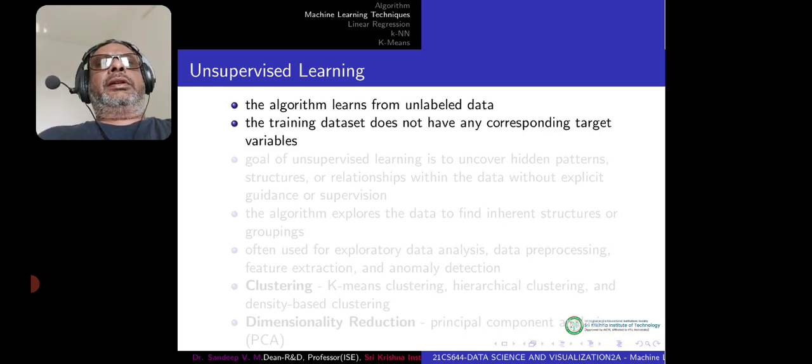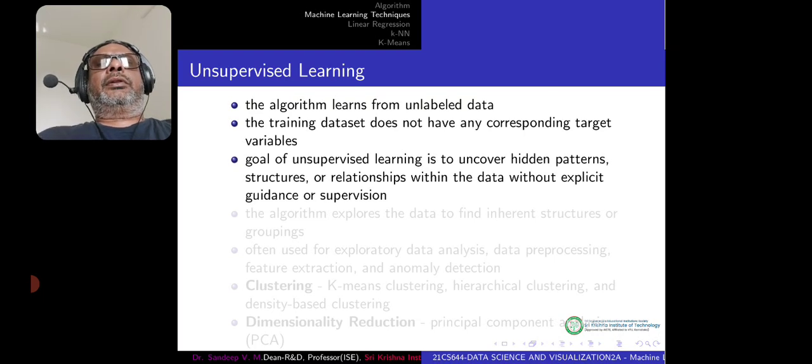In this case, the training dataset does not have any corresponding target variables. The goal of unsupervised learning is to uncover hidden parameters, structures, or relationships within the data without explicit guidance or supervision. So we don't know to which category each data belongs to, but we only know that there exists data. So looking at the data, we try to understand the pattern hidden behind or any structures or relations within the data and try to learn from that.